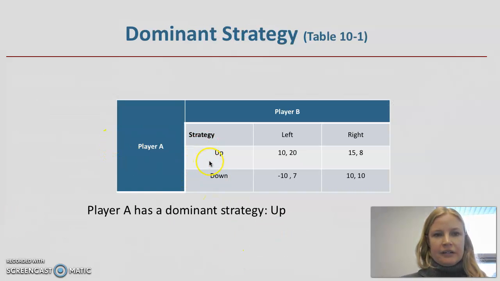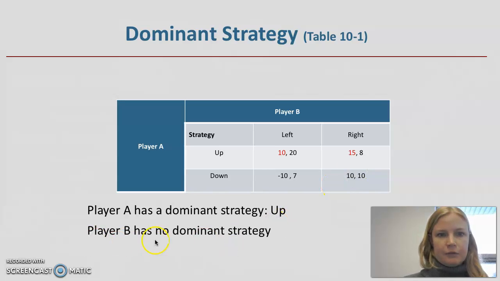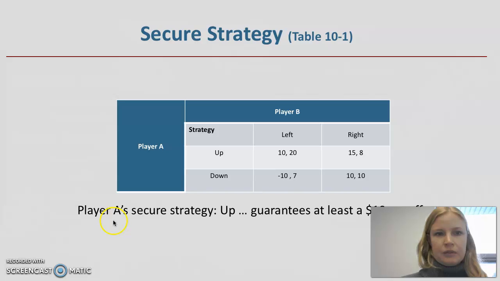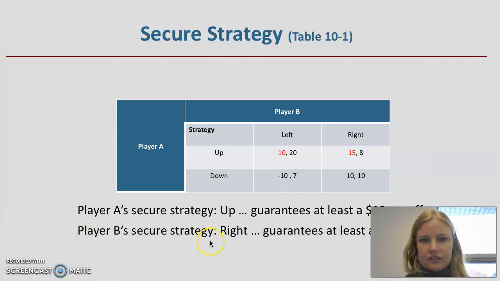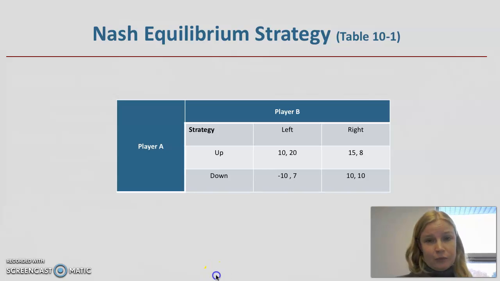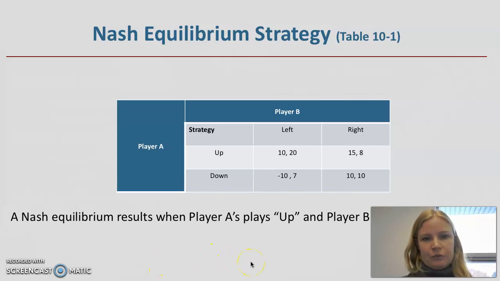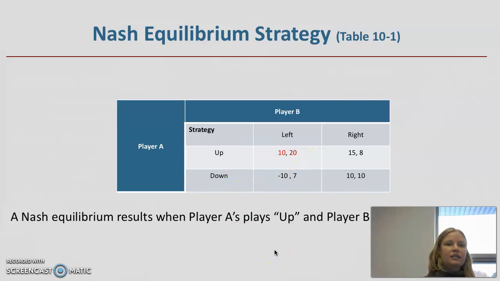All right, so player A has a dominant strategy, up. Player B has no dominant strategy. Player A's secure strategy is up. It guarantees at least a $10 payoff. Player B's secure strategy is right because it guarantees at least an $8 payoff. Yeah, I could see that. So worst case scenario, it would choose an 8. Whatever, I'm not going to ask you about secure strategy. Nash equilibrium is the important one. A Nash equilibrium results when player A plays up and player B plays left. Again, player B is going to recognize that player A has a dominant strategy, and then it's going to say, well, then I'm going to choose left.